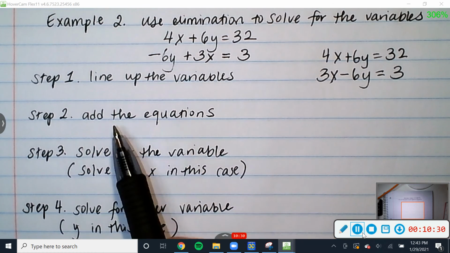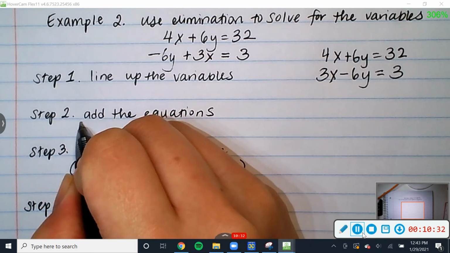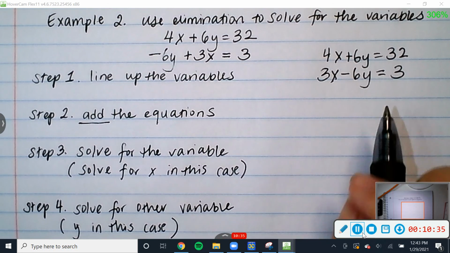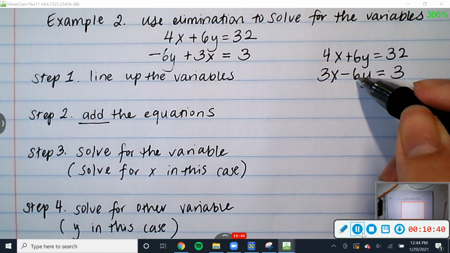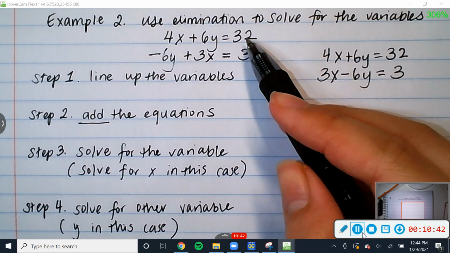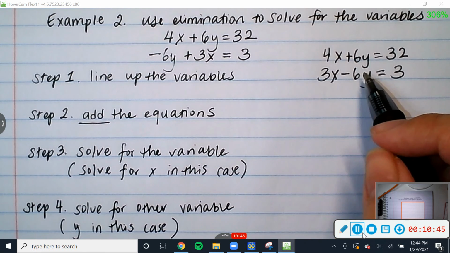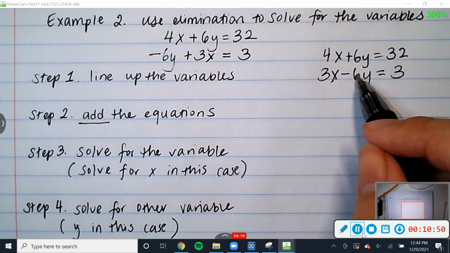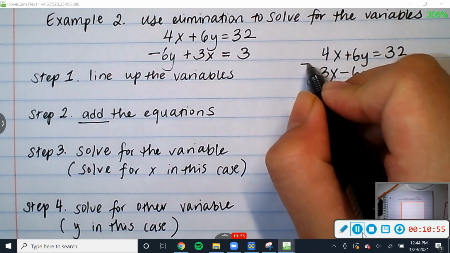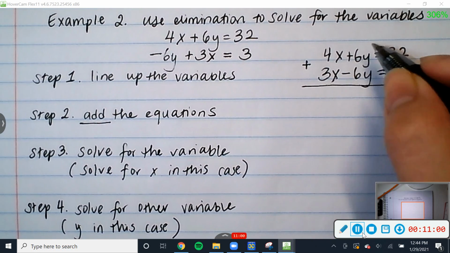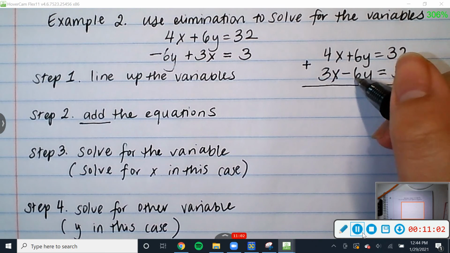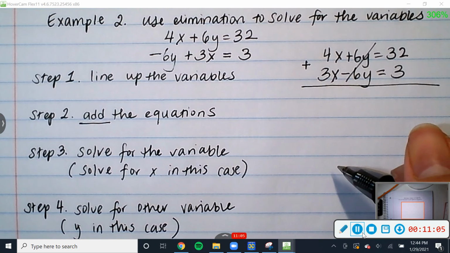In step 2, if you read it carefully, this time we're actually going to add the equations together. The reason why we're adding them instead of subtracting is because, remember, our goal is to eliminate one of the variables, hence the name elimination. In order to eliminate the 6y and the negative 6y, we can add 6 plus negative 6, because those will always equal 0. So, because of the positive and the negative, we're now going to add them together to eliminate our variable. When I add these together, it's going to equal 0, so I'm going to cross that out.